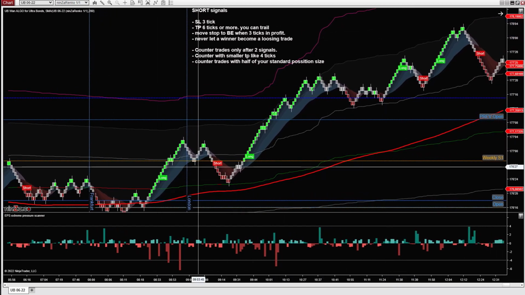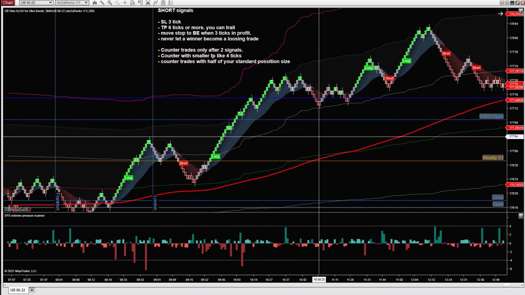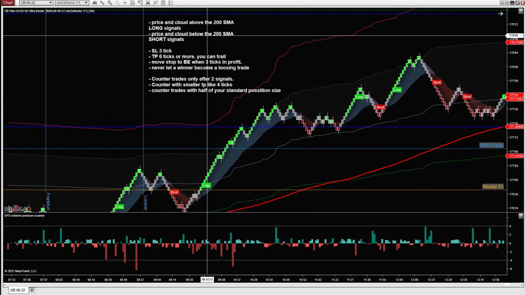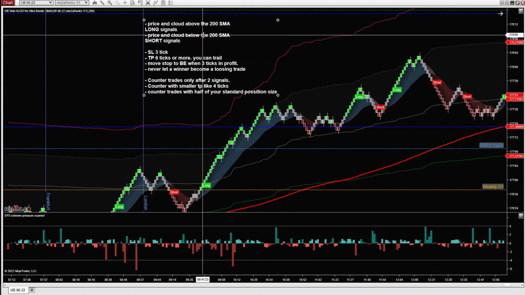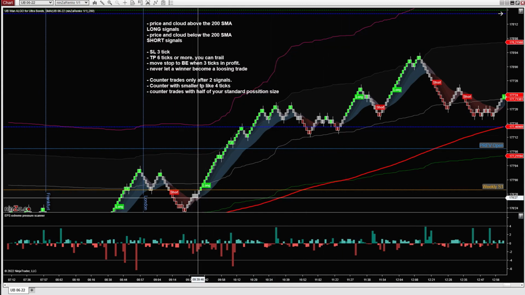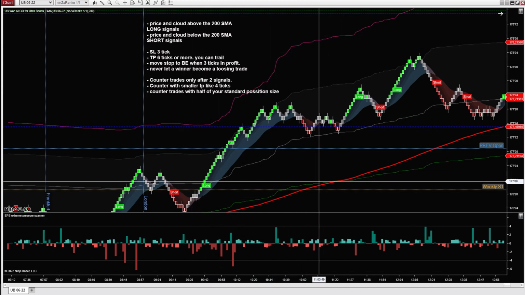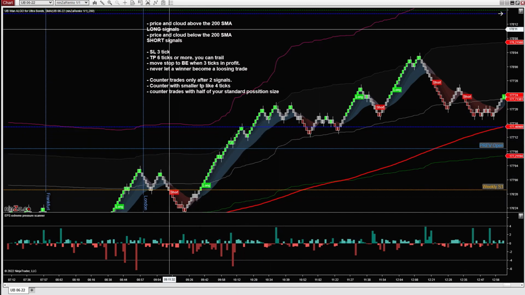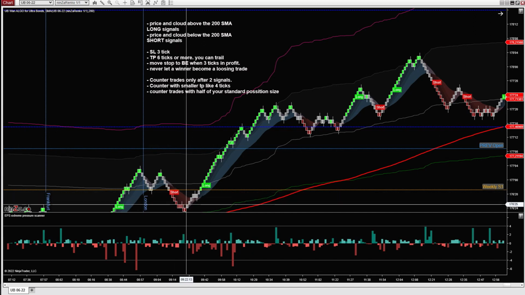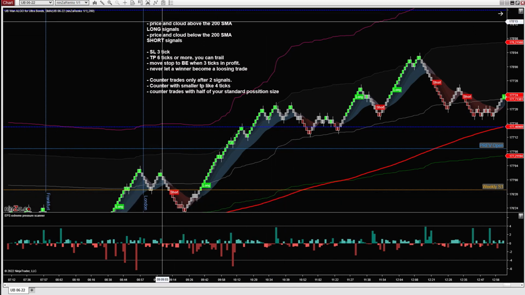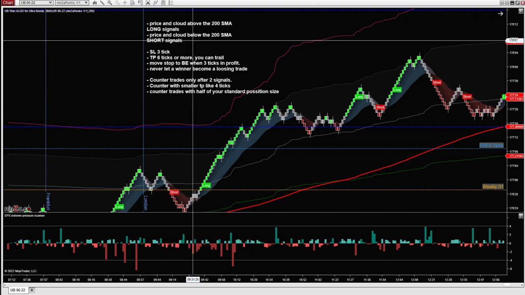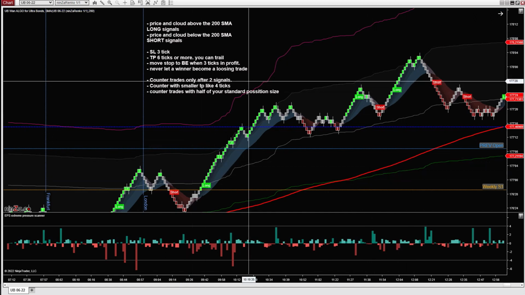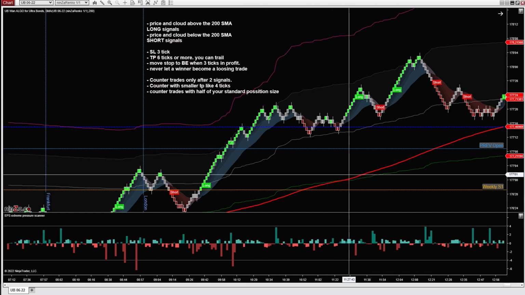Okay. And then of course we got our signals. What kind of signals do we trade and why? Very simple. I wrote it down here on the chart for you guys. As long as the cloud and the price is above the 200 and is widening, we are looking for long signals. We are not looking for short signals when we are above the 200. When price is below the 200, we look for short signals when price and cloud is below.